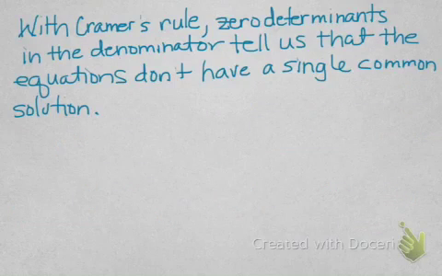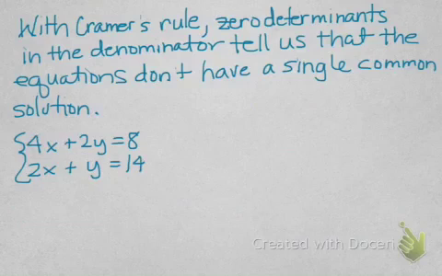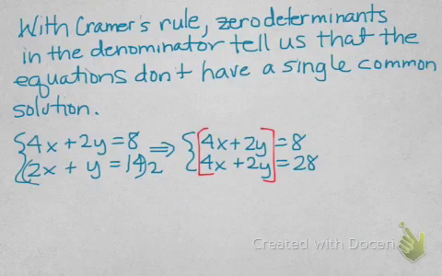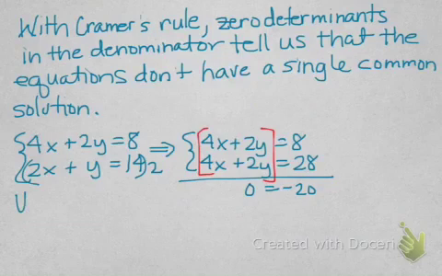Okay, with Cramer's rule, 0 determinants in the denominator tell us that the equations don't have a single common solution. So for example, here's a set of equations that we want to solve. And if we multiply the bottom by 2, we can see that they are going to match up. So we end up getting 4x plus 2y equals 28 on the bottom. And since those match, we can subtract everything. We get 0 equals negative 20.